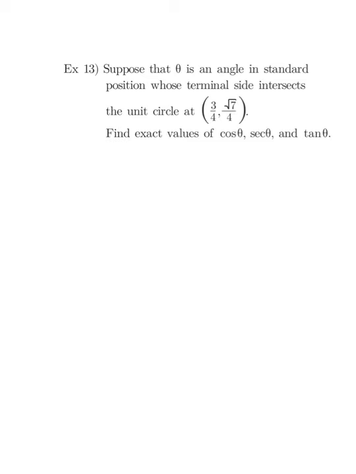On example 13, we are told, suppose that theta is an angle in standard position whose terminal side intersects the unit circle at the point 3/4, square root of 7 over 4. And then we are asked to find exact values of cosine theta, secant theta, and tangent of theta. Let's think about what this means. We are being told that we have a unit circle, so the radius is 1. Both of the coordinates are positive, so we have landed in the first quadrant somewhere.